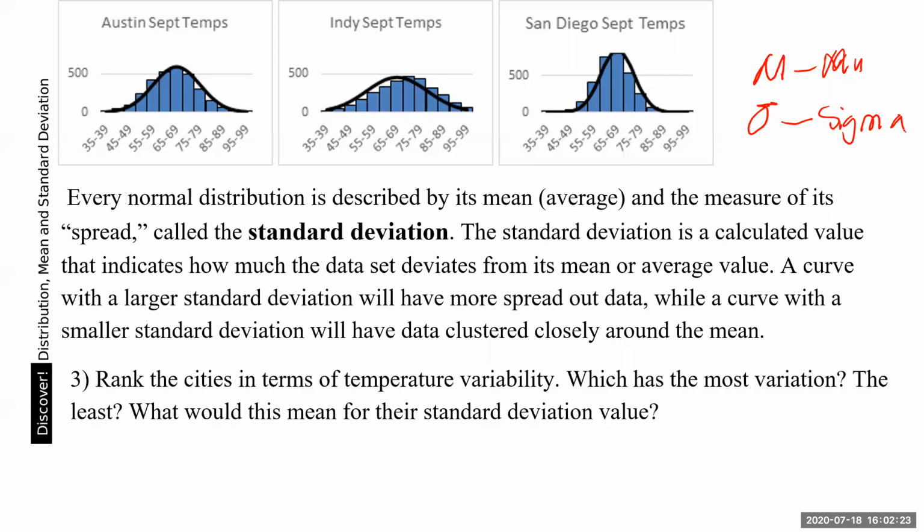Now, we want to rank these cities, Austin, Indy, and San Diego, in terms of temperature variability. Look at the three graphs and tell me which has the most variation. And when you have done that, look at the same graphs and tell me which has the least. And what would this mean for their standard deviation?